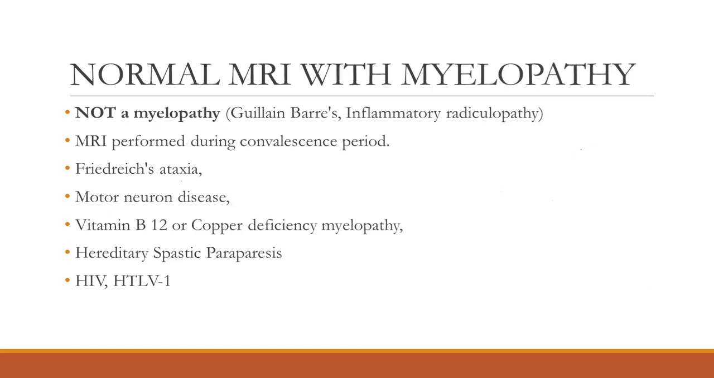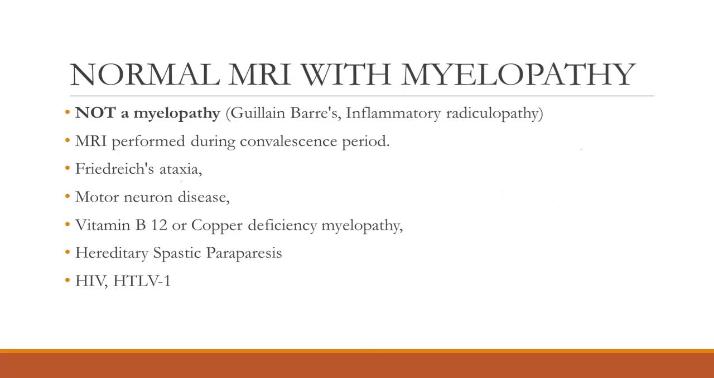Sometimes we find that clinical history and examination make us think of myelopathy, but the MRI may be normal. In such cases, it can still be myelopathy. We'll have to be aware of these things. If MRI findings are not suggestive of myelopathy, then it might be one of these two: Guillain-Barré syndrome and inflammatory polyradiculopathy. Sometimes MRI performed after the illness, in the convalescence period, might be normal.